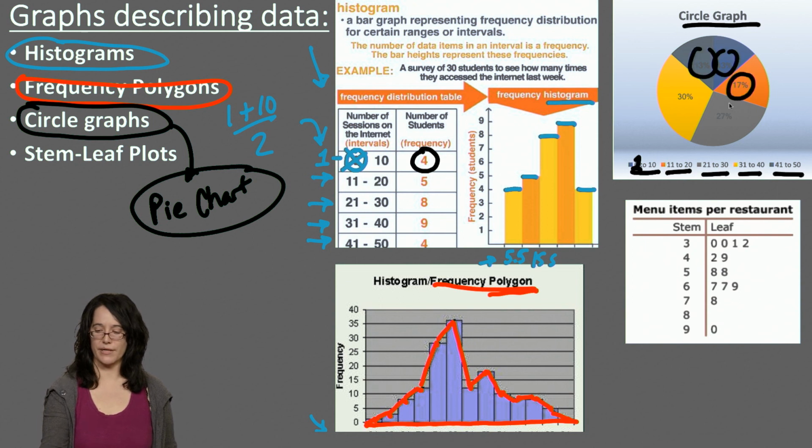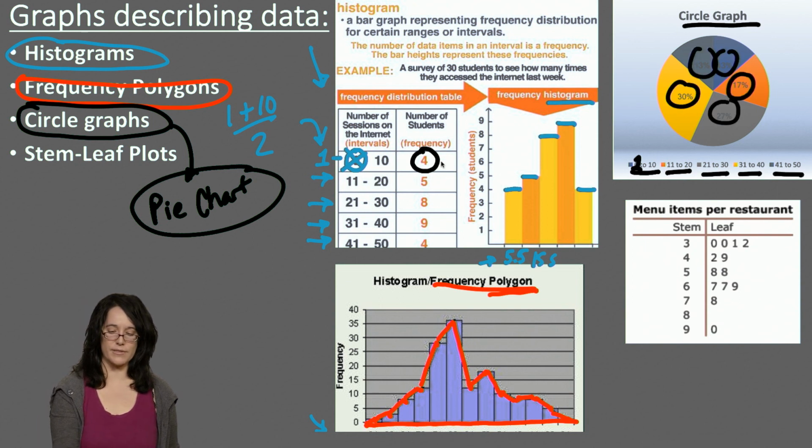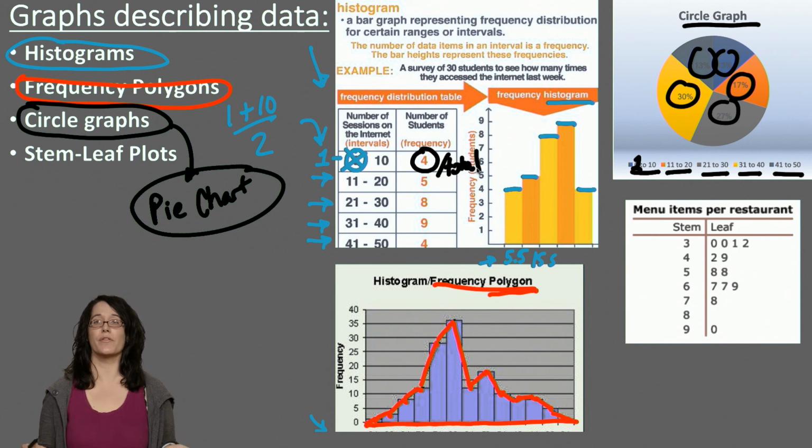So all you're doing is taking your frequency divided by the total. Sometimes we call the total n, okay? We're going to practice that in a few moments so you can get a better feel for it. In this case the total was 30, so 4 divided by 30, 5 divided by 30, 8 divided by 30, 9 divided by 30, 4 divided by 30.